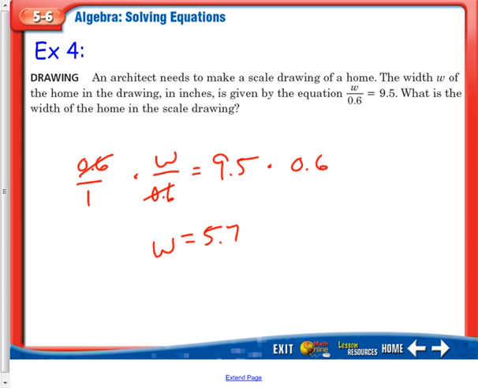So our width is 5.7. Now don't forget your units. So we have it in inches. So 5.7 inches is our final answer.